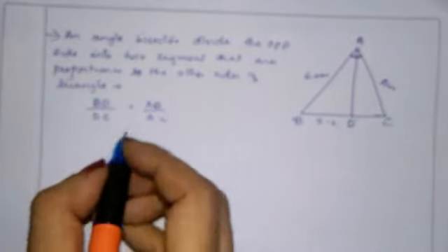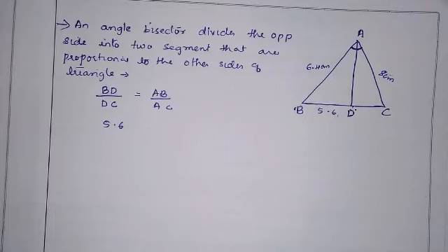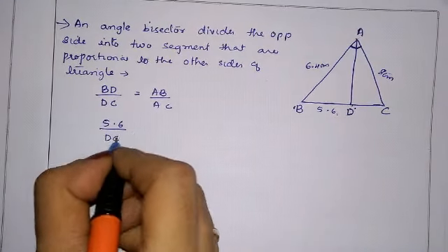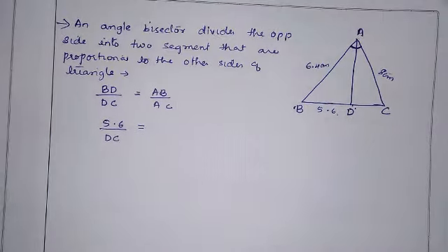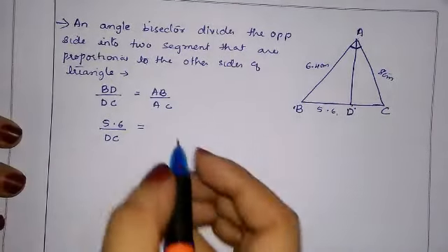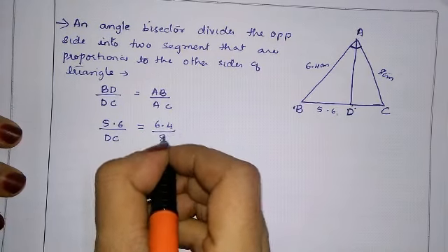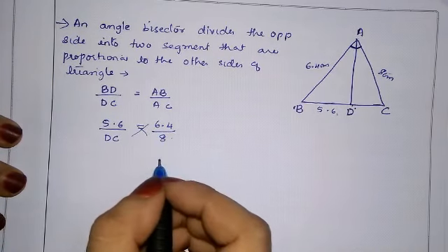So we'll put the values. BD value is 5.6 upon DC, we don't know. AB value is 6.4 upon 8. Let us cross multiply now.